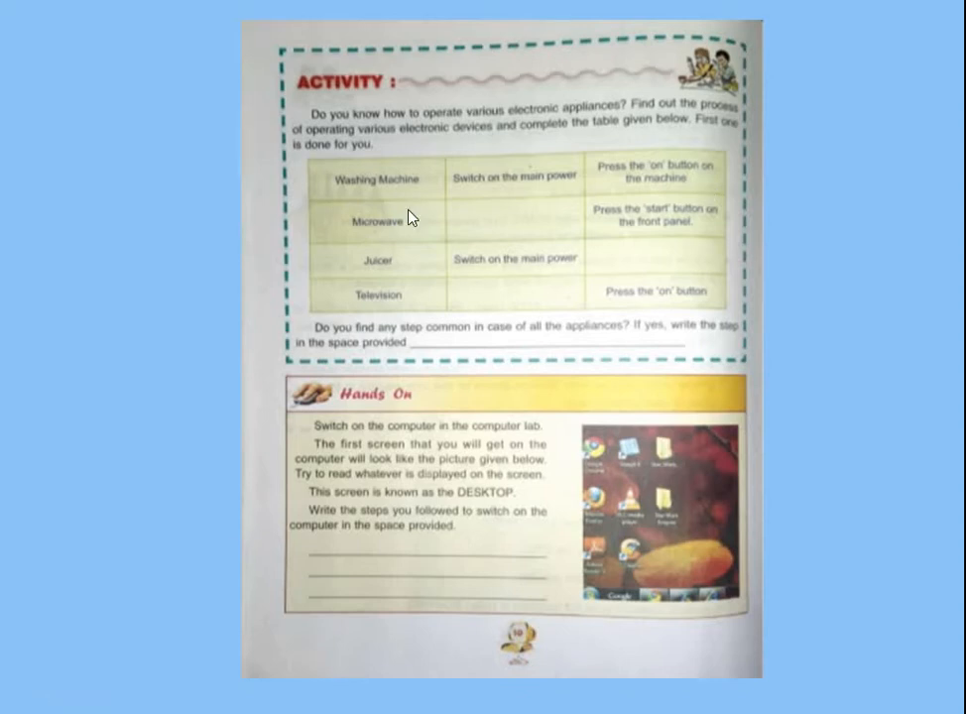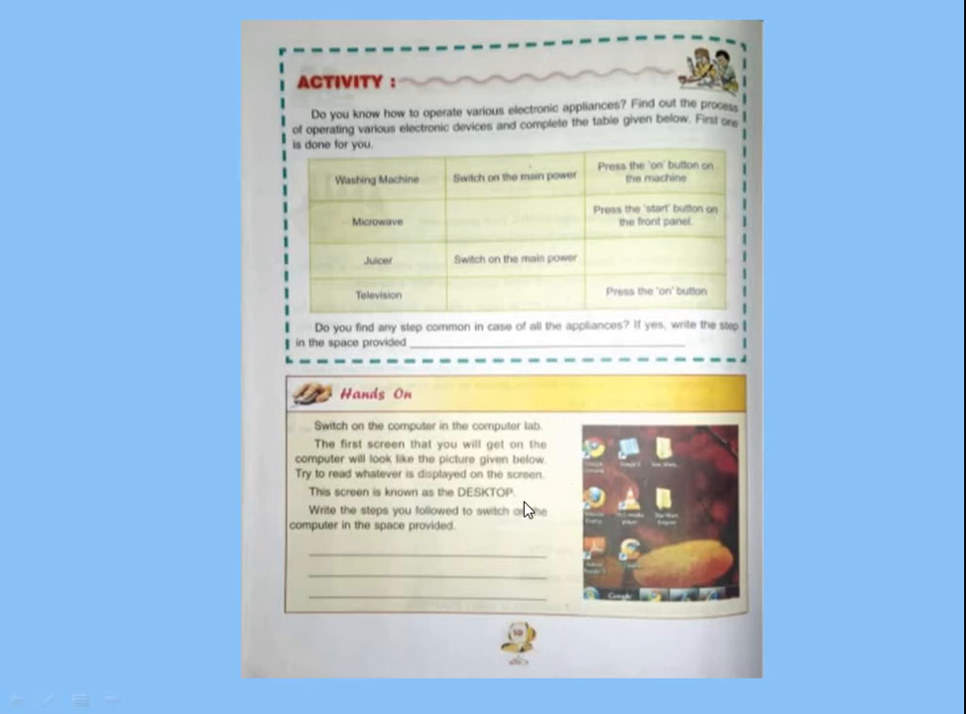Like this, complete the full table with the help of your parents, and also find any common step in case of all the appliances and write yes in the provided space. Now, the hands-on activity is done in the lab, but I do it for you here. The first screen that you will get on the computer will look like the picture given below. This screen is known as desktop.